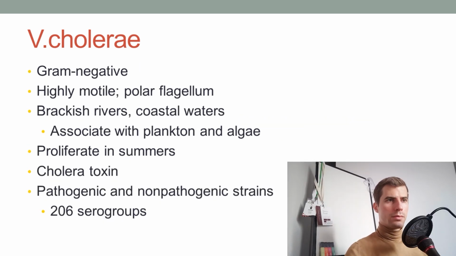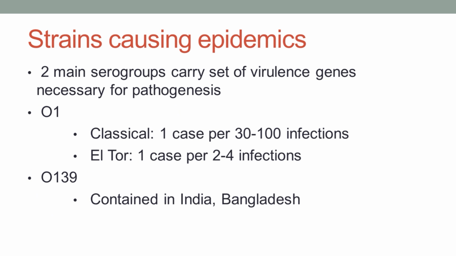Vibrio cholerae is a gram-negative bacterium. It is very motile. It is monotrichous because it has one flagellum on one side. And the main factor of pathogenicity is cholera toxin, which is producing the characteristic symptoms of cholera. Strains causing epidemics are the O1 classical strain and O1 El Tor. And the strain characteristic for India and Bangladesh, which are endemic for cholera, is O139.